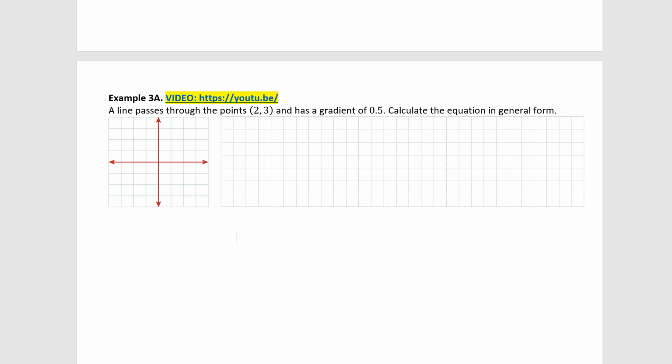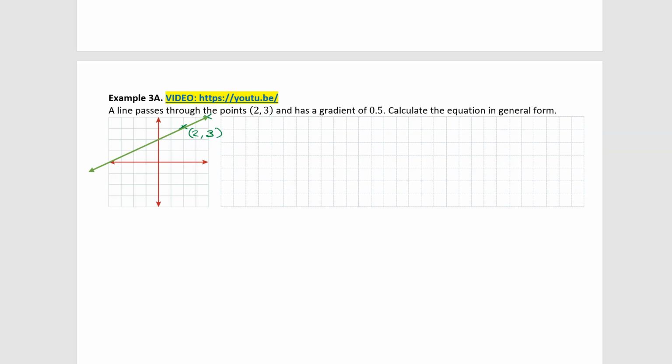So jumping into the graphing, point (2, 3), then a gradient of 0.5, rise over run, up 1, across 2. Alright, so what we've got here is an interpretation of what it is we're trying to find, the graphical interpretation. Now I'm going to show you a method to deduce the general form.